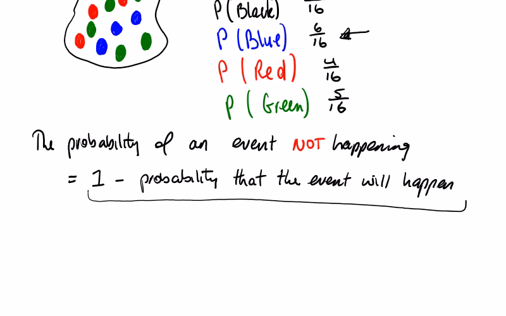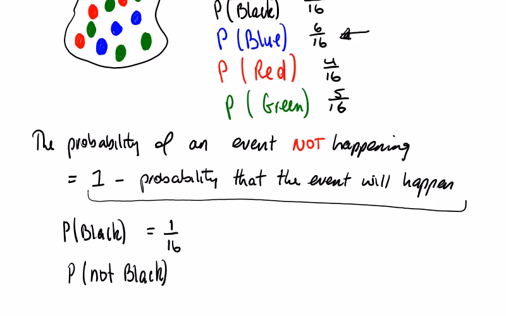So 1 minus the probability that the event will happen. So probability of black is equal to 1/16. So what about the probability of not getting a black? Rather than having to add the other ones up, we just say 1 minus 1/16, which you can see is going to be 15/16, which is the 6, the 4, and the 5 from up above.